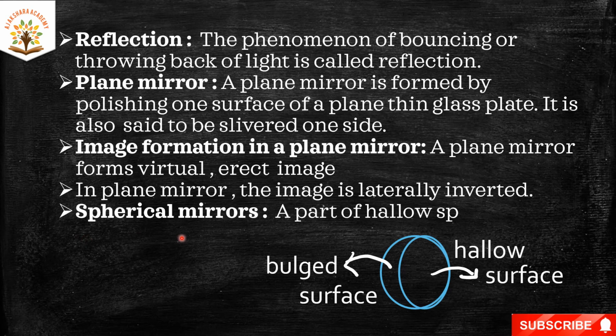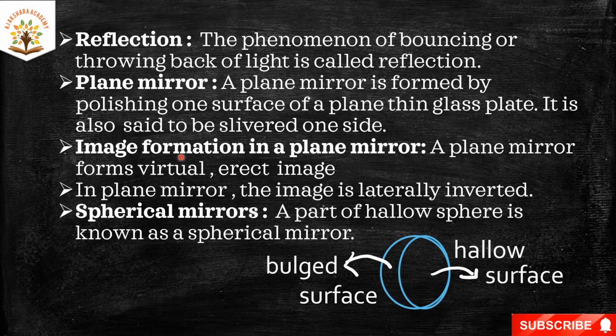And what are spherical mirrors? A part of a hollow sphere is known as a spherical mirror. This is a hollow sphere, and here we are taking a part of this hollow sphere. This is the bulged surface. This is the hollow surface.